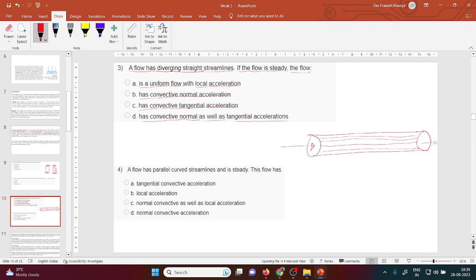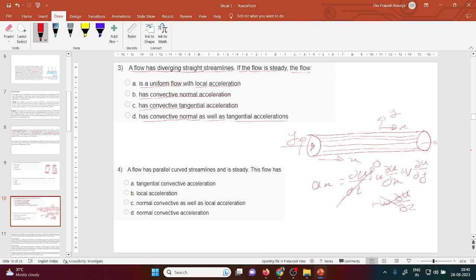One thing you know: let's say this is the x direction and this is the y direction. If I want to write the acceleration in the x direction, it is del u by del t plus u del u by del x plus v del u by del y plus w del u by del z. I have taken only two terms here, so you can eliminate the last term, no problem. In the question the flow is steady, so this is 0.